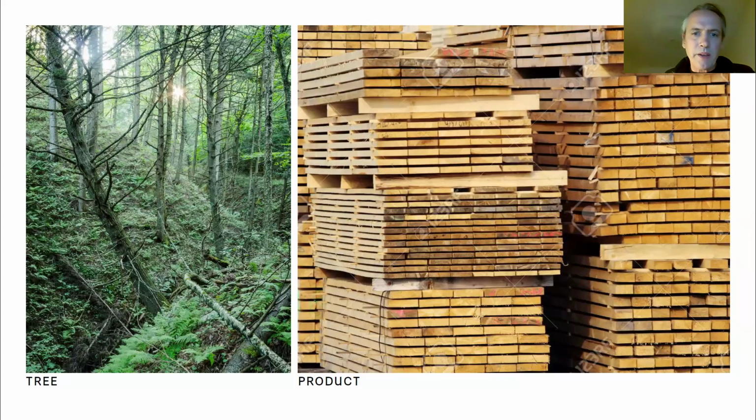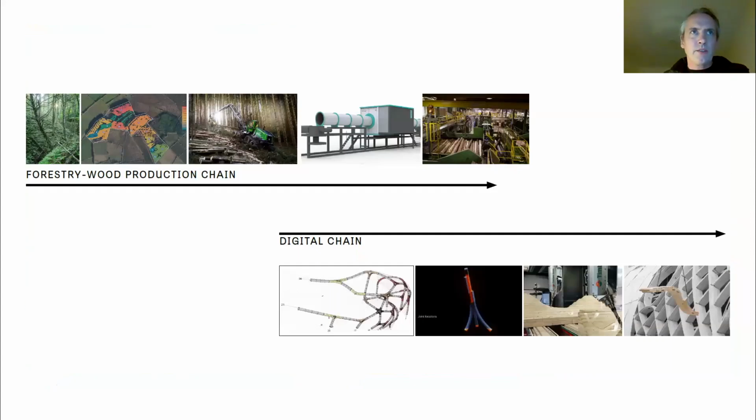So in a speculative research, we have been thinking about how we can connect this forestry wood production chain with the digital chain that we are working on in architecture and engineering. How do we find the convergence between those two levels? How do we create something where information about the raw material informs the design, and vice versa?